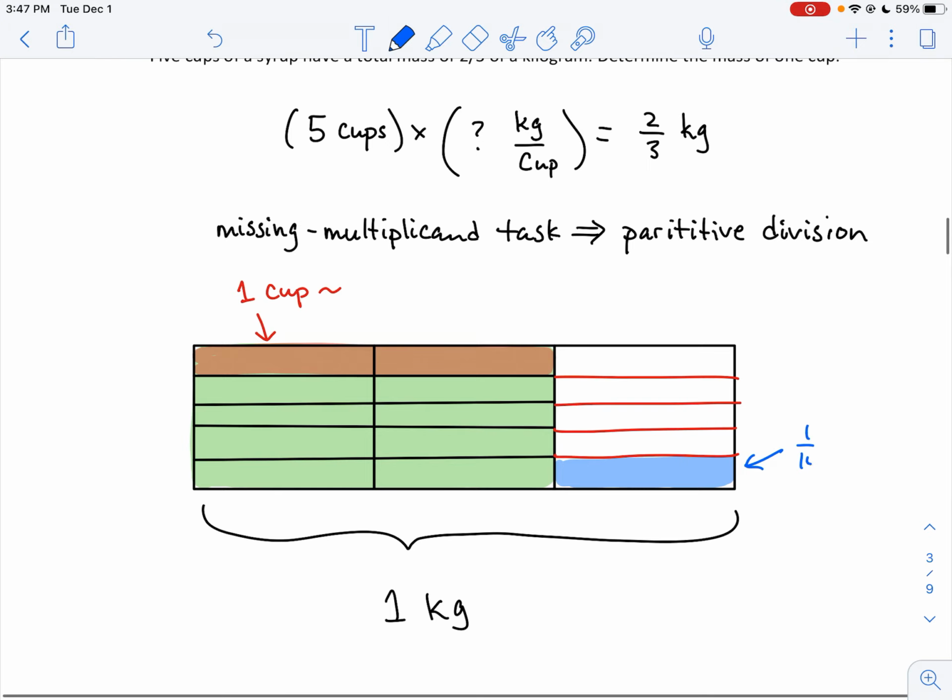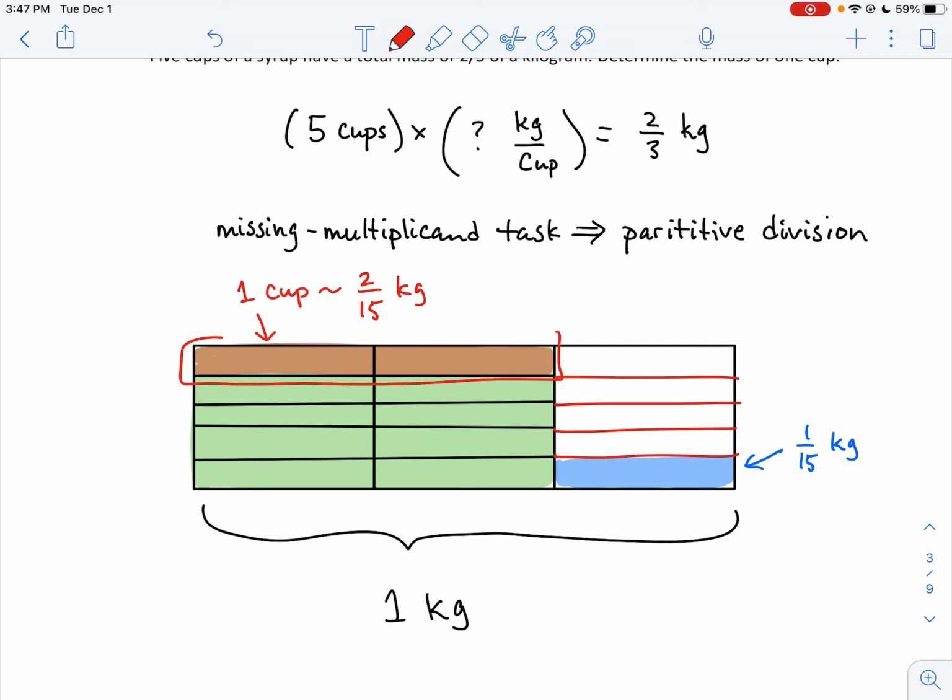And just that piece only is 1/15 of a kilogram. But it also corresponds to 1/2 of a cup. But let's not worry about that. 1/15 of a kilogram is that blue piece. And the 1 cup gets 2 of those pieces equivalently. So these 2 red pieces. And so we're going to have effectively 2/15 kilograms contained right in this 1 cup right here.